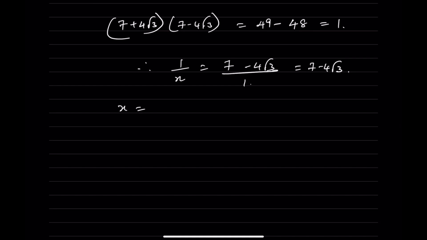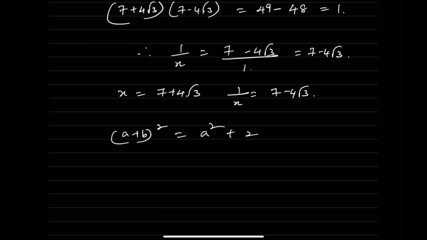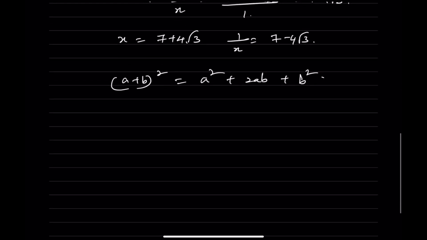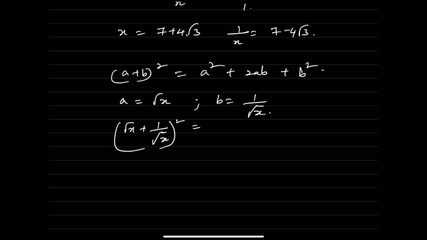So we have x is equal to, given, 7 plus 4 root 3, and 1 by x is equal to 7 minus 4 root 3. Now we all know that a plus b whole square can be written as a square plus 2ab plus b square. So let us take a is equal to root x and b is equal to 1 by root x. Therefore, if you put it, you will get root x plus 1 by root x whole square is equal to root x whole square plus 2 into root x into 1 by root x plus 1 by root x whole square.